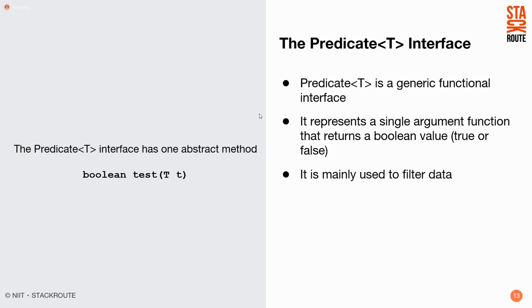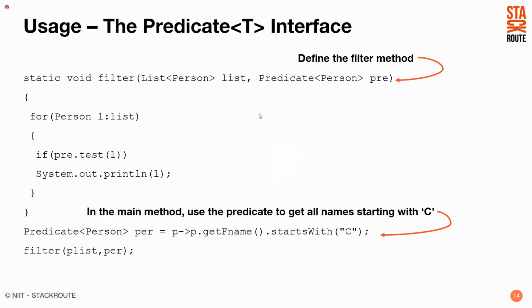Listen carefully. Moving on to the next interface, which is predicate. Predicate is a functional interface which represents a single argument function, but always this function will return Boolean, true or false. Always this predicate is used to filter the data. And it's very important for predicate, you need to define a function, and the function name is filter. So this is totally different.